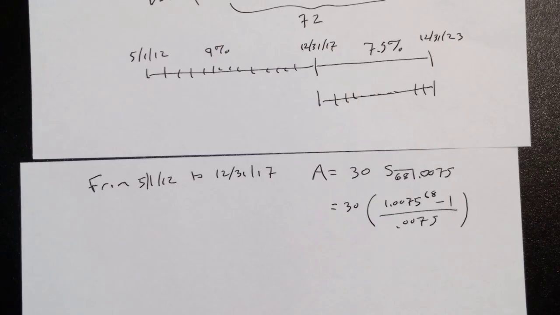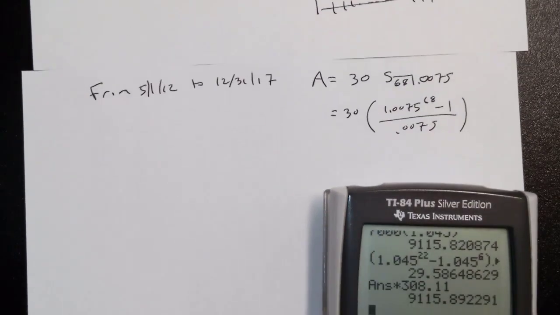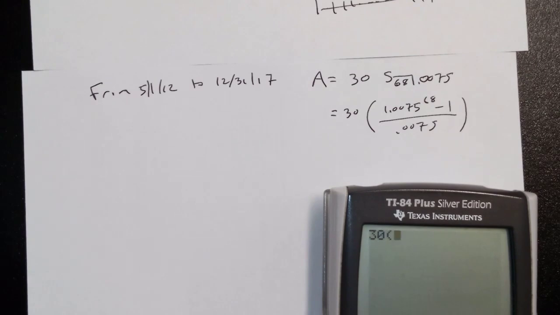Now, if you're being pedantic, you could keep all the decimals. I'm going to round to the penny, but I could do it either way. 30 times parentheses, 1.0075 raised to the 68th minus 1, that's the top of the fraction, then divide by 0.0075, that's the bottom.